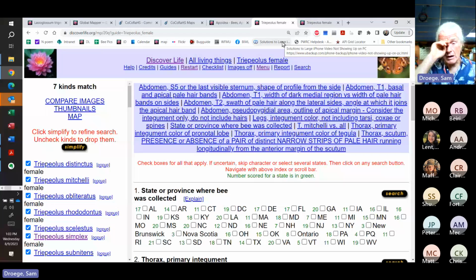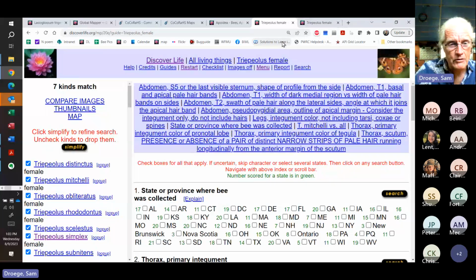So what we'll do today is jump over here to the Discover Life guides, and we'll go here to the start, and we'll cover a lot of the characters, and then we'll get into some species pairs, but mostly it's an introduction to how to think and look at Triepeolus females, which are a little bit different from many of the things that we talked about before.